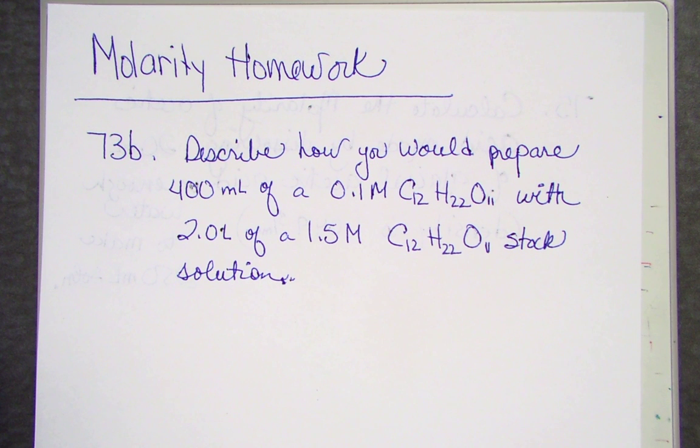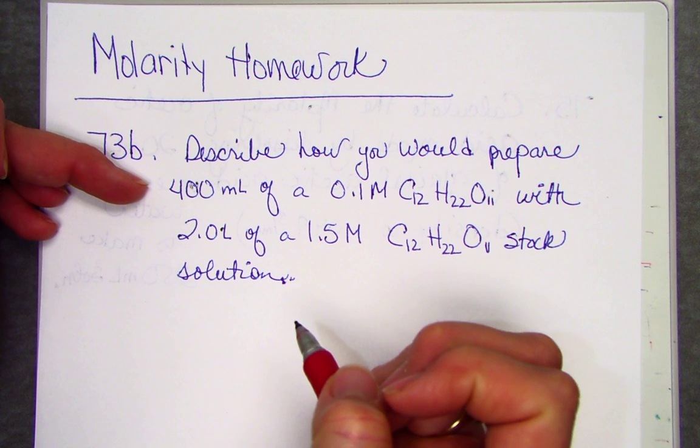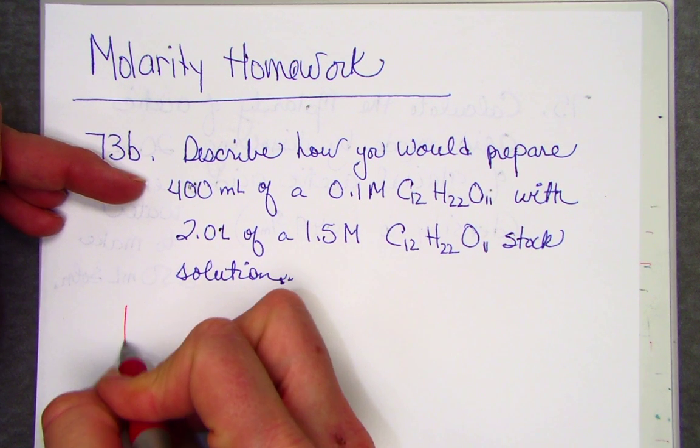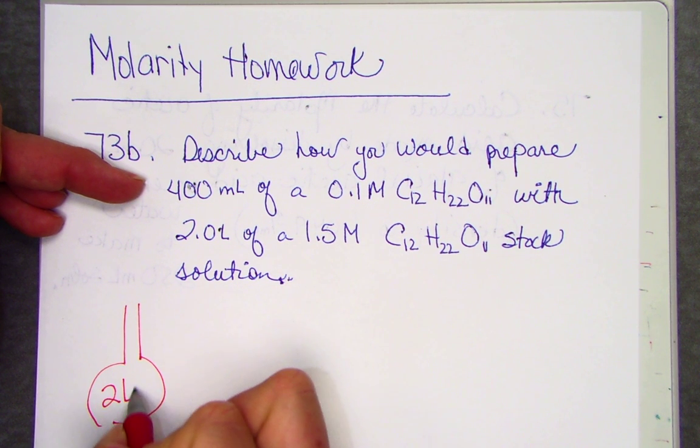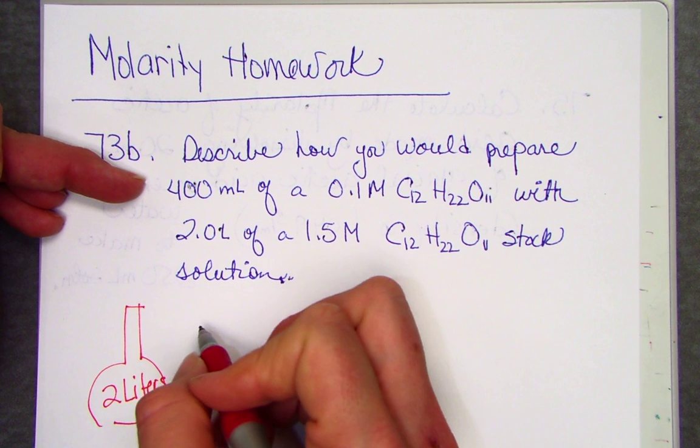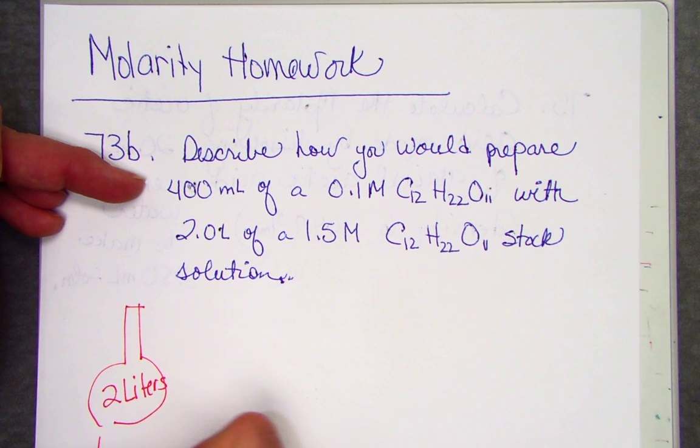We are being asked to describe how you would prepare 400 ml of a 0.1 molar sugar solution with a 2-liter 1.5 molar stock solution. We are not being asked for grams. That was a common thing I saw because sitting on the shelf is a bottle of 1.5 molar. If this is my shelf, I just happen to have a bottle, a round bottom flask, 2 liters big, and on the label it says it is a 1.5 molar sugar solution.